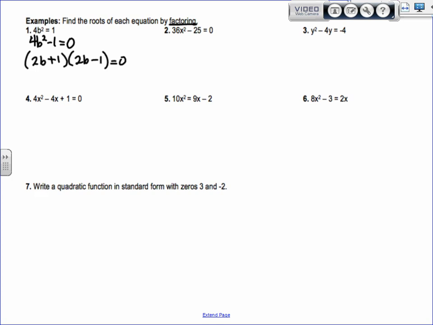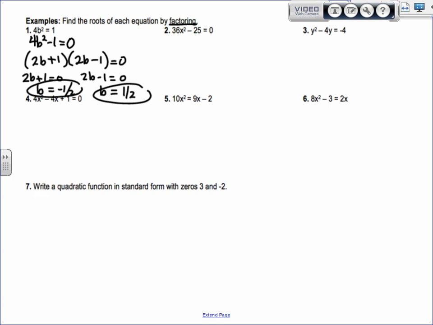And I set each one equal to 0. So 2b plus 1 equals 0, and 2b minus 1 equals 0. When I subtract 1, I have 2b equals -1, and then divide by 2, so I get b equals -1/2. This other one, I'm going to add the 1 over. I'm going to divide by 2, so I get b equals 1/2. Those are my two solutions.